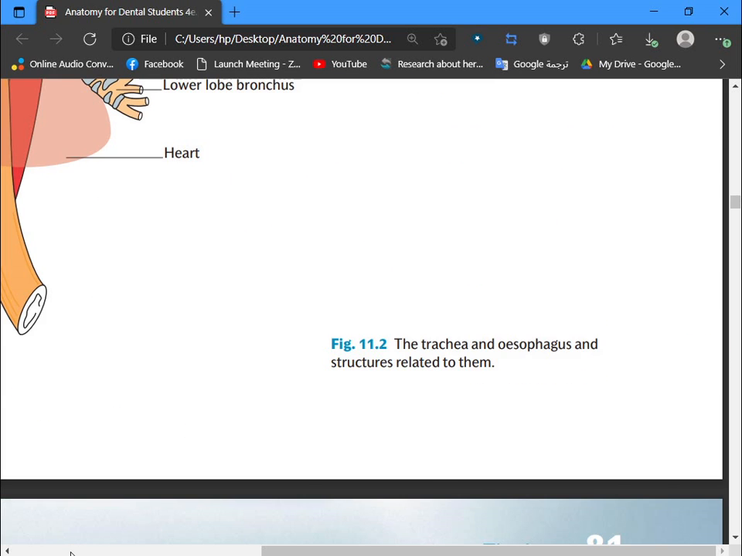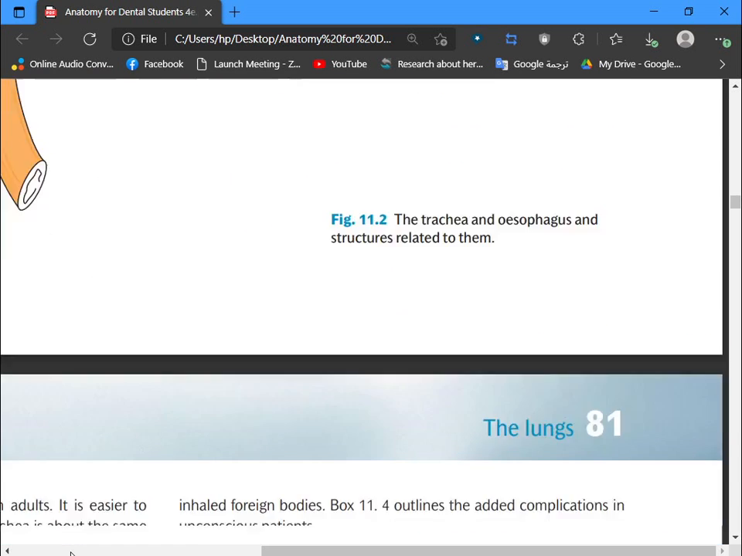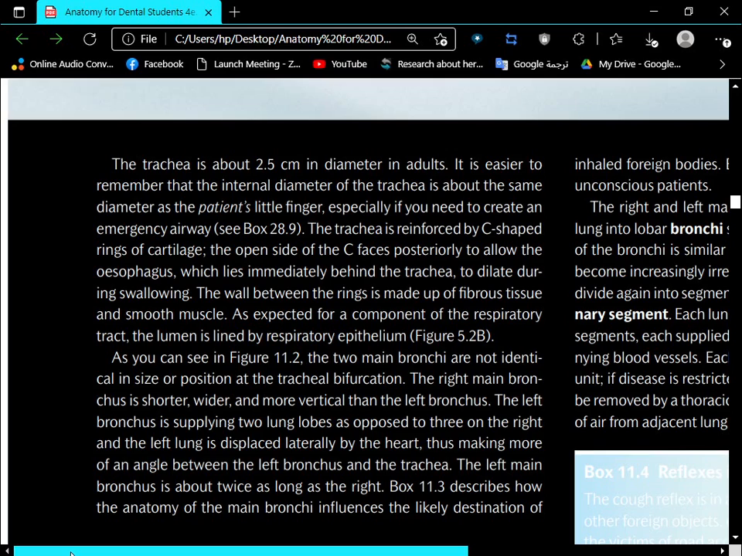The trachea and esophagus and structures related to them. The trachea is about 2.5 cm in diameter in adults. It is easier to remember that the internal diameter of the trachea is about the same as the diameter of the patient's little finger, especially if you need to create an emergency airway.